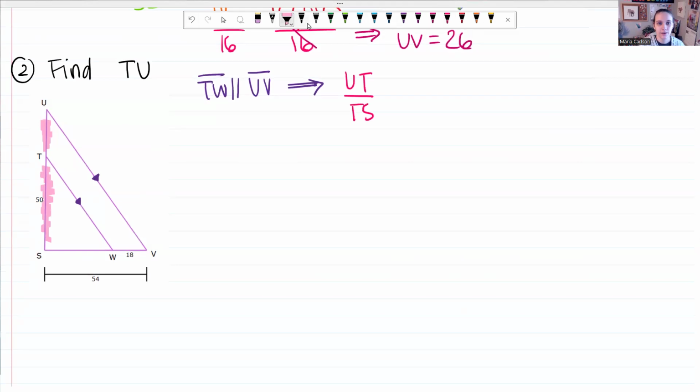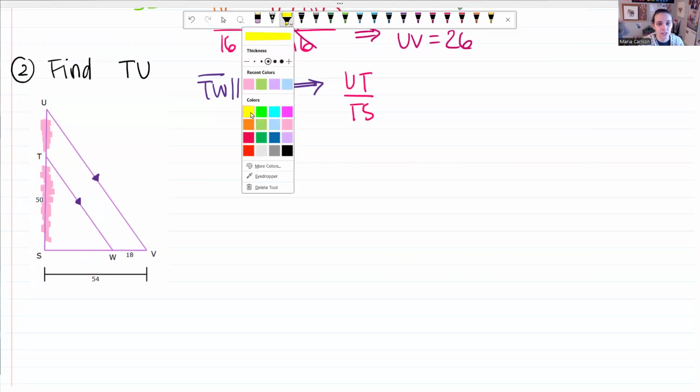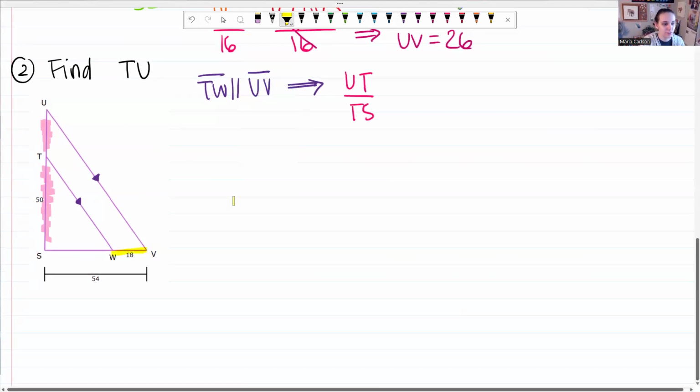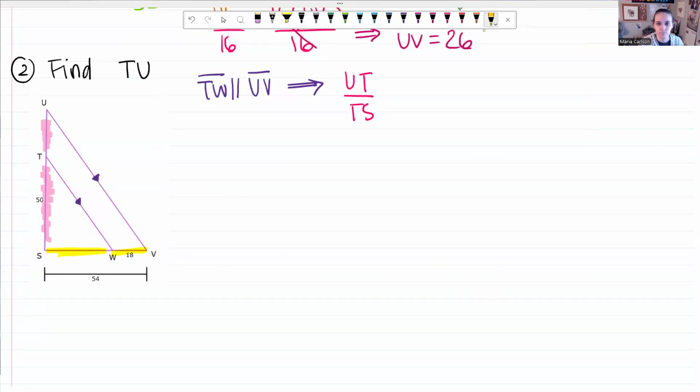And then keeping the small side first, WV over WS. Or VW over WS. So just using the triangle proportionality theorem, UT over TS equals WV over WS. And now I can start to fill in my pieces.